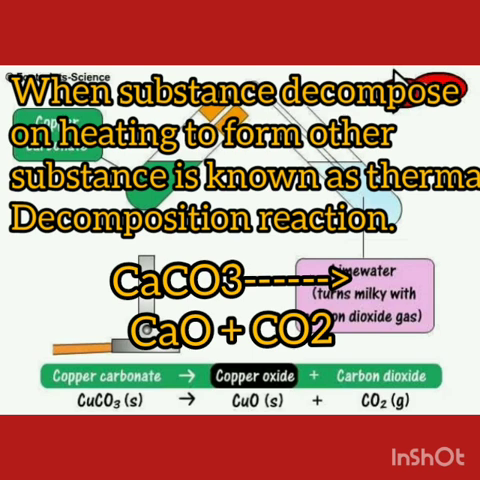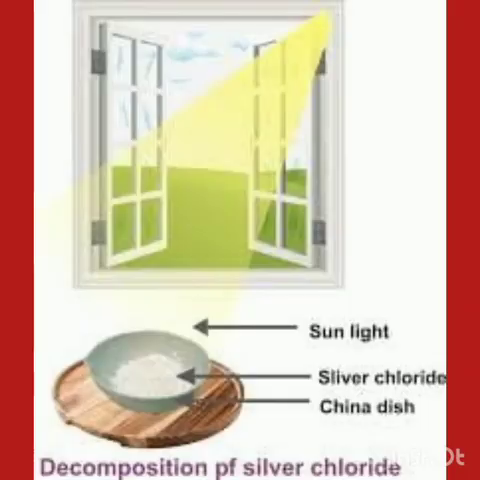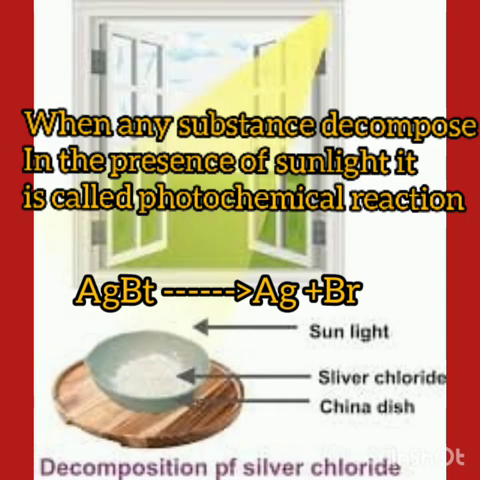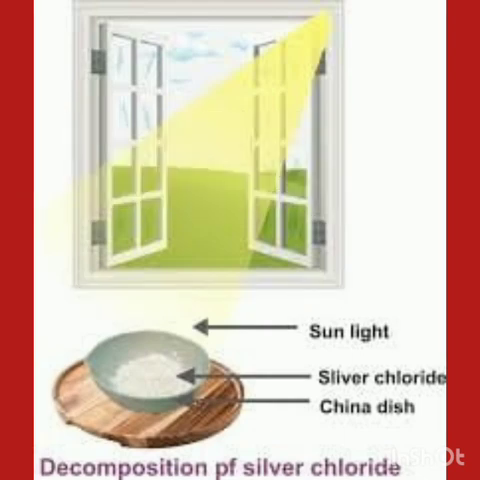Like calcium carbonate, that is limestone, decomposes on heating to calcium oxide, quicklime, and carbon dioxide. Such reactions are called thermal decomposition reactions. AgBr in the presence of sunlight gives Ag plus Br. So in this reaction, silver bromide decomposes into silver and bromine in the presence of sunlight. Such reactions are called photochemical decomposition reactions.